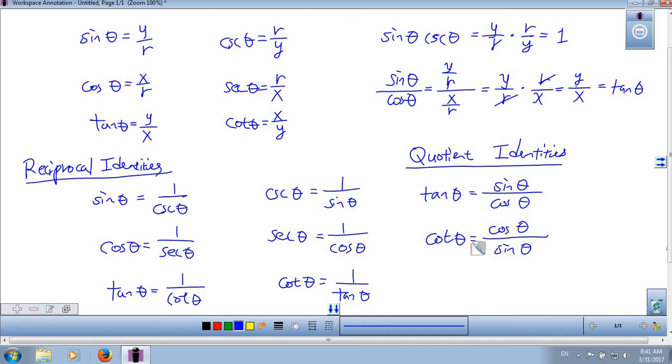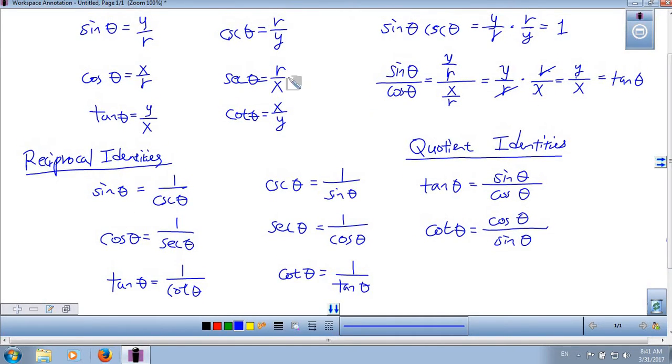Now there are more quotient identities we can do. For example, tangent is related to secant and cosecant as a ratio as well. Cotangent is related to secant and cosecant as a ratio as well. But they are not as important to remember. You can see that sine and cosecant are reciprocals, cosine and secant are reciprocals, and cotangent and tangent are reciprocals. So cotangent is the reciprocal of sine over cosine, which is cosine over sine.